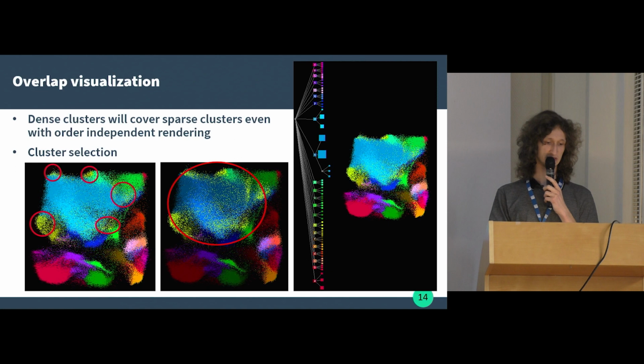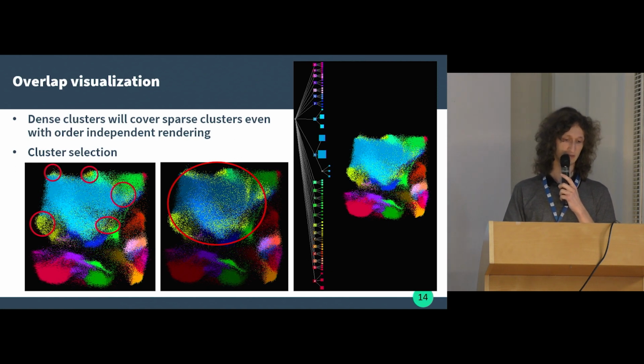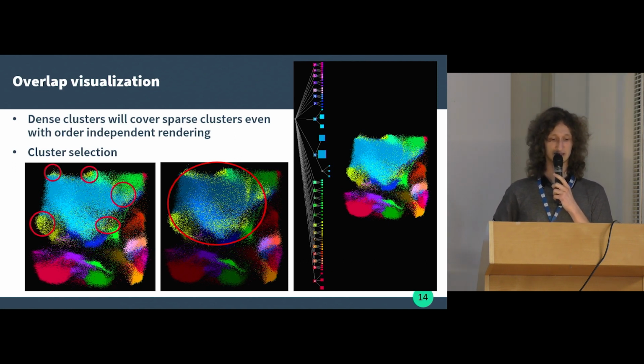So in the left image, we see in the red circle parts of a yellow cluster, and after we select it, we can see now that the cluster overlaps all over the blue area.